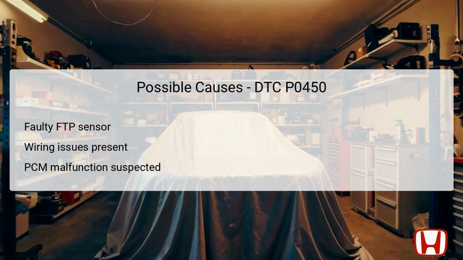ability to function correctly. These wiring problems could lead to incorrect voltage levels being reported to the Engine Control Module, ECM. Additionally, there is a possibility of a malfunctioning powertrain control module, PCM, as it interprets the signals from various sensors, including the FTP sensor. Identifying and addressing these issues is vital for restoring proper vehicle operation and ensuring compliance with emission standards.